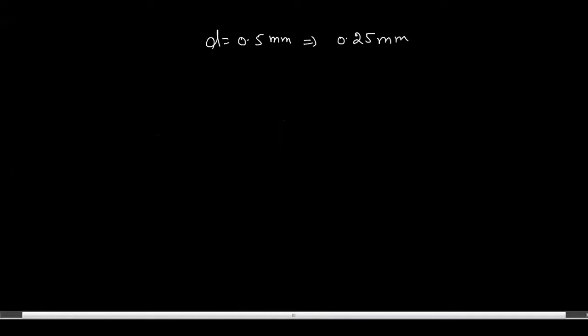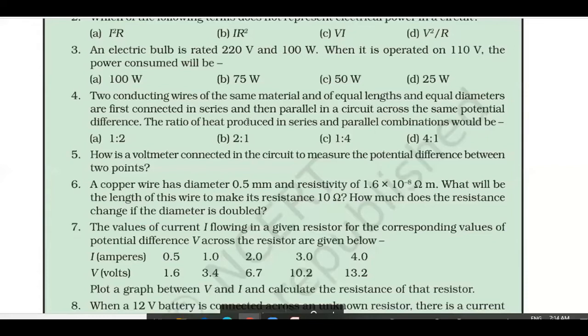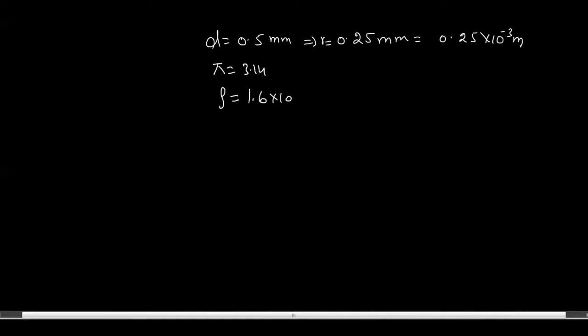Okay, this is equal to 0.25 into 10 raised to the power minus 3 meter, and this will be the radius. Here you know that pi is equal to 3.14. You have to take this value, and rho is given to you: 1.6 into 10 raised to the power minus 8 ohm meter.